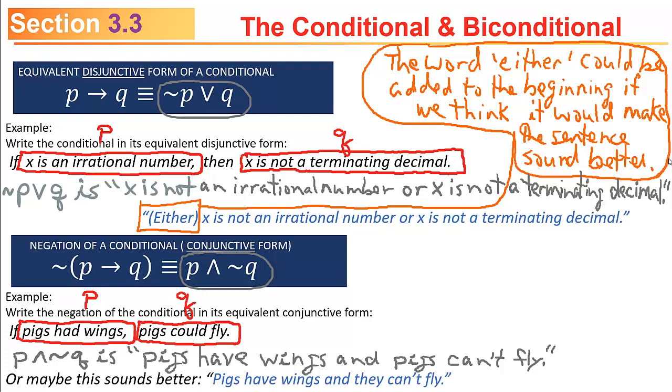You could change it even to something like this. Pigs have wings and they can't fly. The exact wording is not important. It's the structure that's important and the meaning behind what you said.